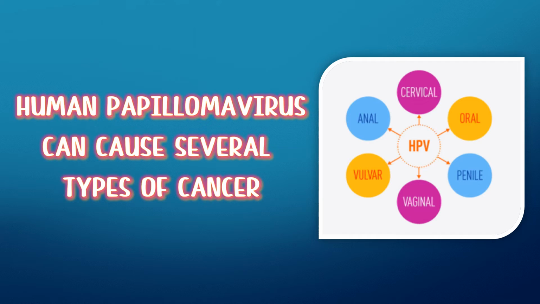Long-lasting infections with oncogenic type HPVs can cause cancer. HPV-related cancers include cervical cancer, oral cancer, penile cancer, vaginal cancer, vulvar cancer, and anal cancer. Virtually all cervical cancers are caused by HPV. Routine screening can prevent most cervical cancers by allowing healthcare providers to find and remove precancerous cervical cells before they develop into cancer.